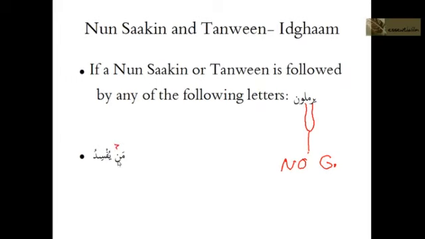No ghunna. So let's look at the example. We have noon sakin. Right, because remember, the first thing you look for is noon sakin or tanween. If you don't have these, then there's no idgham. So we have noon sakin followed by ya. Is ya one of the letters in yarmalun? Yes, it's the first one. And is it idgham with ghunna or without ghunna? It's with ghunna, because the only ones without ghunna are ra and lam.